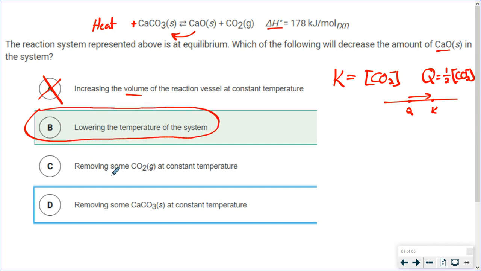Let's evaluate our other ones. C, removing some CO2. If we remove CO2, it'd be the same effect that we described by doubling the volume. Removing CO2 would decrease your concentration of CO2, and we'd have a Q less than K. So that's not correct. And then D, remove some calcium carbonate. If we remove calcium carbonate and it's already at equilibrium, it won't do anything. The amount of solid doesn't matter as long as we have enough to establish equilibrium, but once equilibrium is established, you can remove all the solid from this container and it wouldn't change the amount of CO2 gas. And so that's how B is your correct answer.